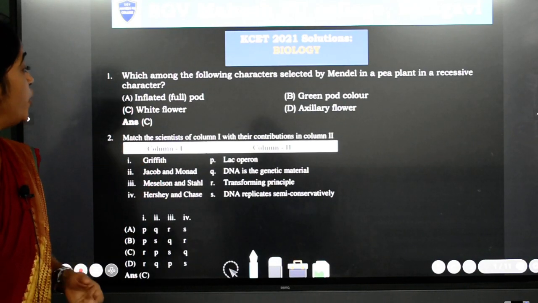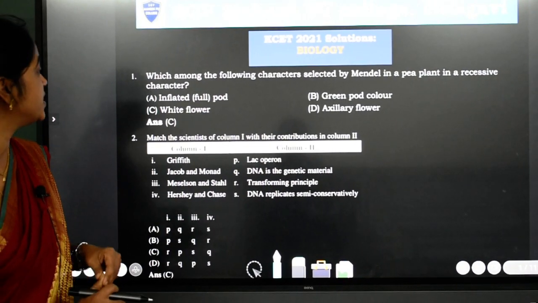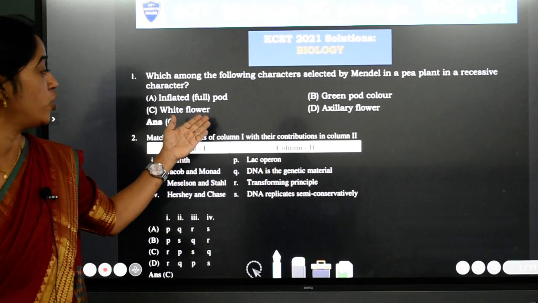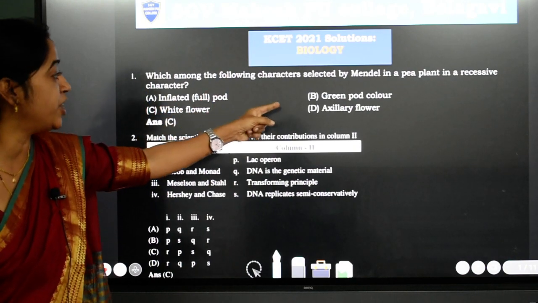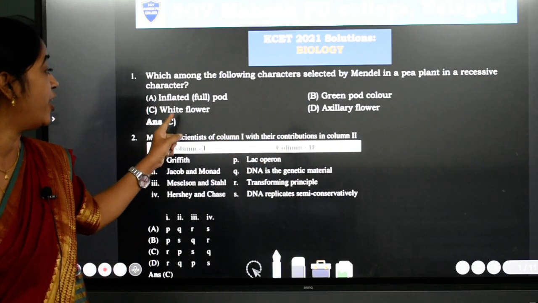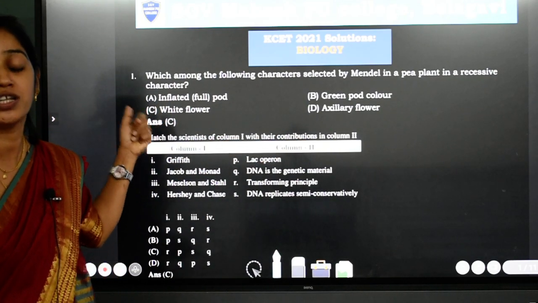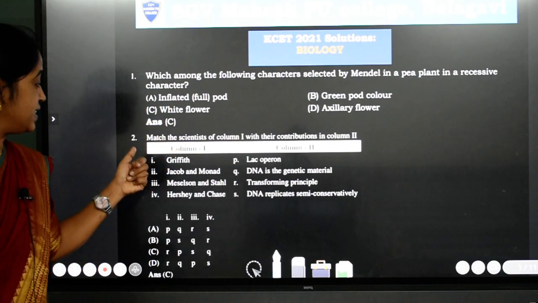First question. Which among the following characters selected by Mendel in a pea plant is a recessive character? So here we have options in which three are dominant characters. Inflated pod, green pod color and axillary flower are the dominant characters, and white flower is recessive, in which the violet flower is the dominant one. So the answer for question number 1 is C.